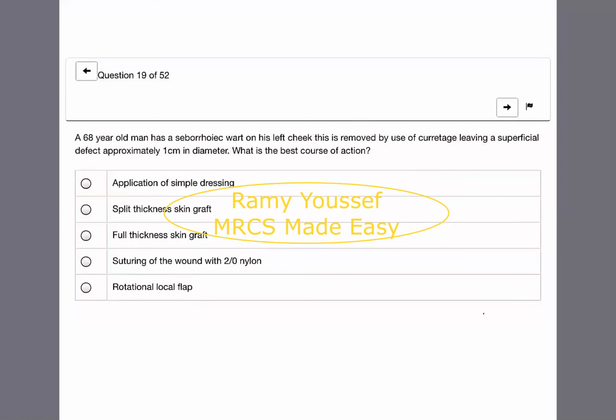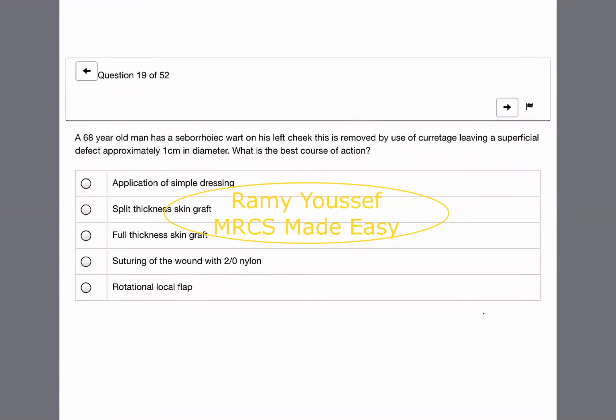A 68-year-old man has a seborrheic wart on his left cheek. This is removed by use of curettage, leaving a superficial defect approximately 1 centimeter in diameter. What is the best course of action? Application of simple dressing, split thickness skin graft, full thickness skin graft, suturing of the wound with 2-0 nylon, rotational local flap. I think it is full thickness skin graft.